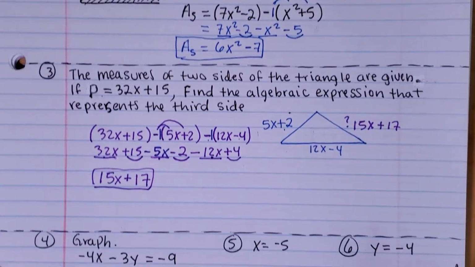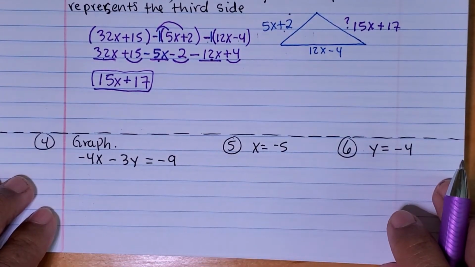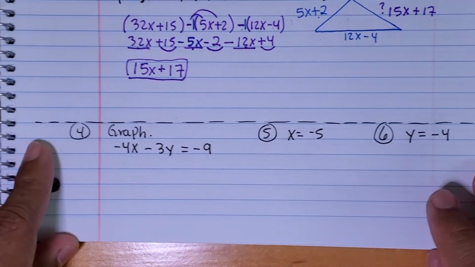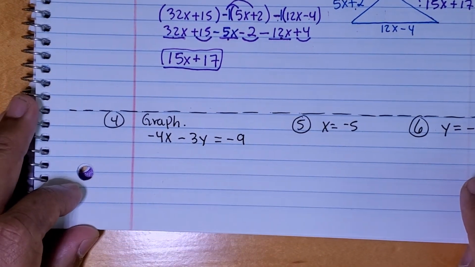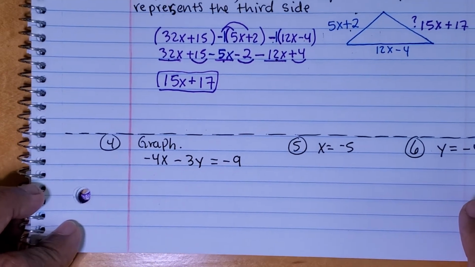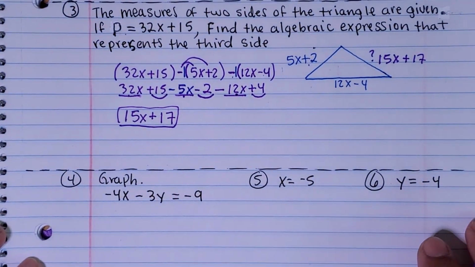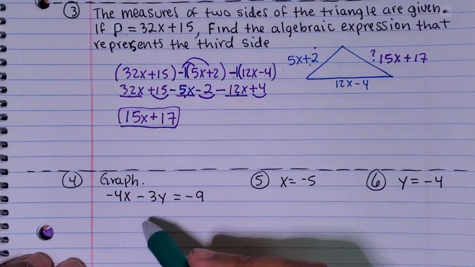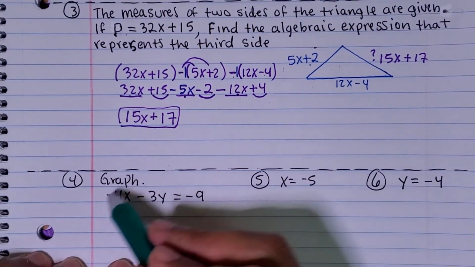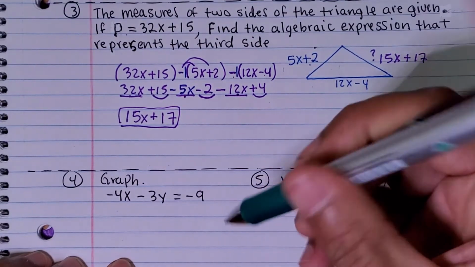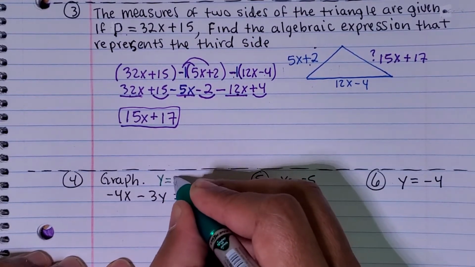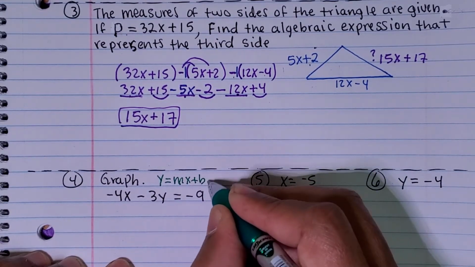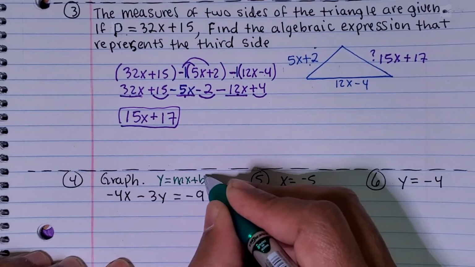Okay, last three problems. These have to do with graphing, and I know you watched the video on Monday, and you also got the handout that had some problems that we needed to graph. So if you remember, this has to be in slope-intercept form. We cannot graph this otherwise. It has to be in this form first. So y equals mx plus b, where m is the slope and b is, yep, you got it, the y-intercept.